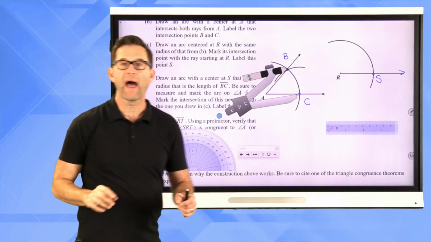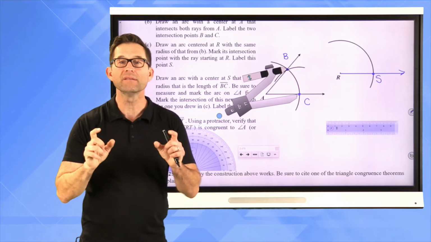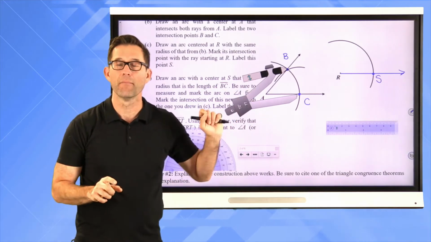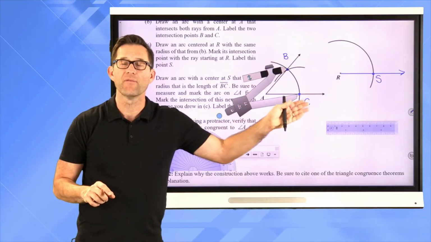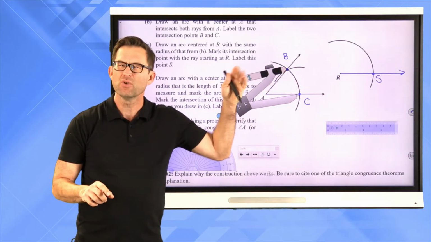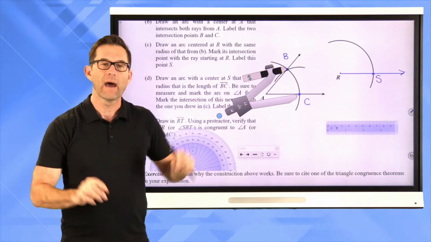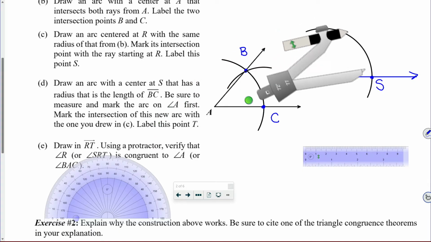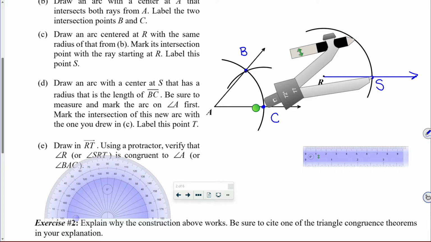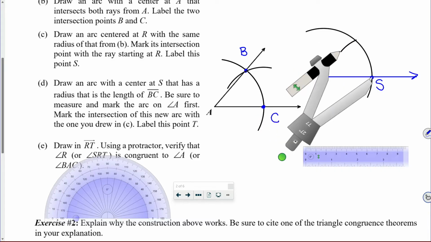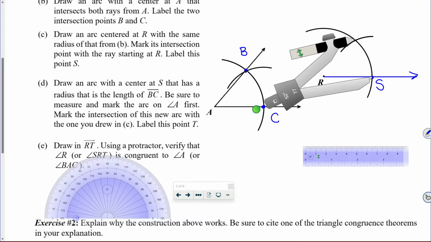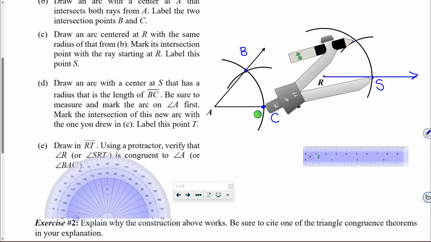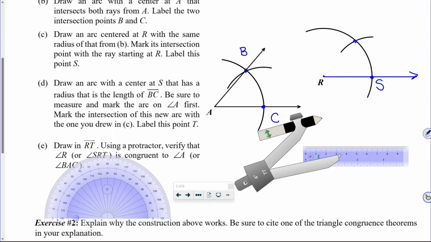So I now have the length of segment BC measured on my compass. I know I don't have segment BC drawn, but you can visualize it. Now I'm going to take my compass, move it over here, put the pointy end down at S, and draw exactly the same arc, and I'm going to label that intersection point as point T.